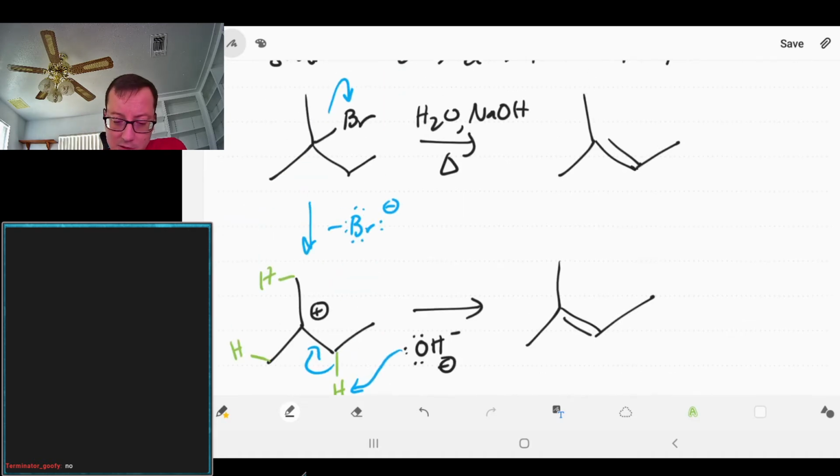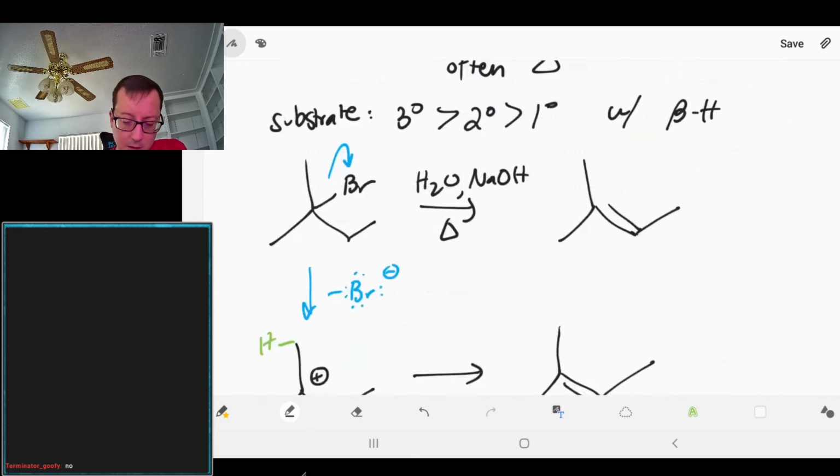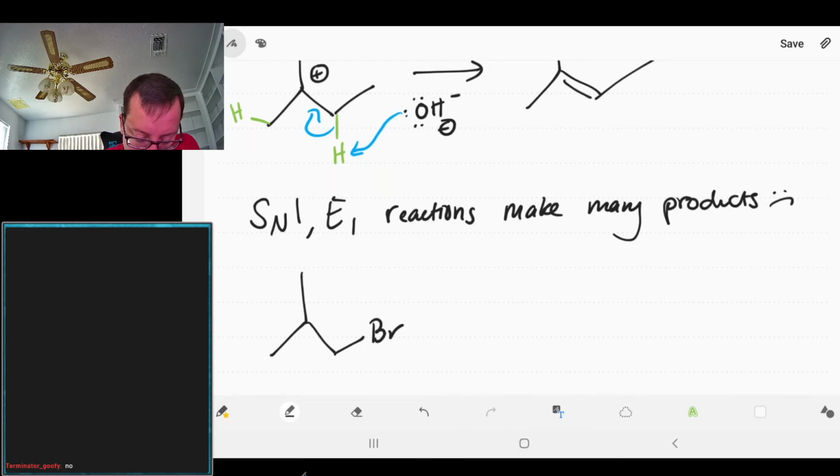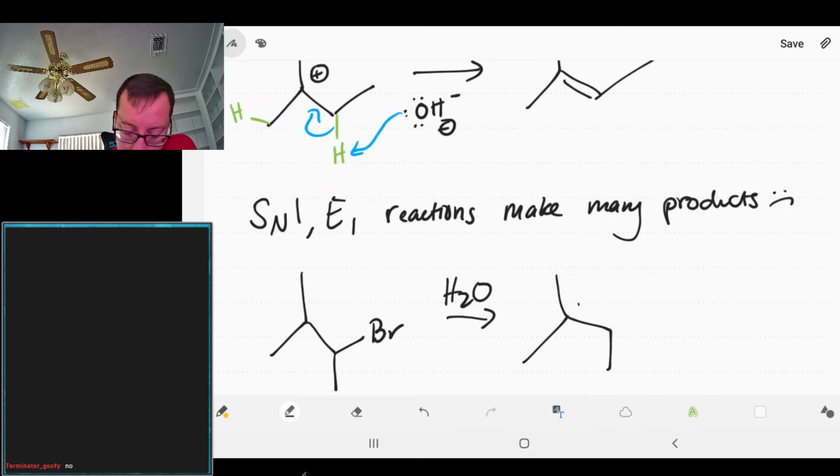Speaking of which, I don't think I actually did stereochemistry on this. If we take a look at the same reaction, and do an SN1 on it instead of an E1, so just put some water, we're going to have two options that come out. I'm going to put our carbocation there, in the tertiary spot already.